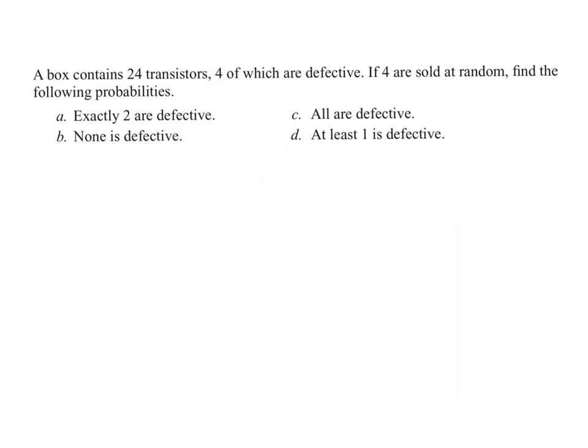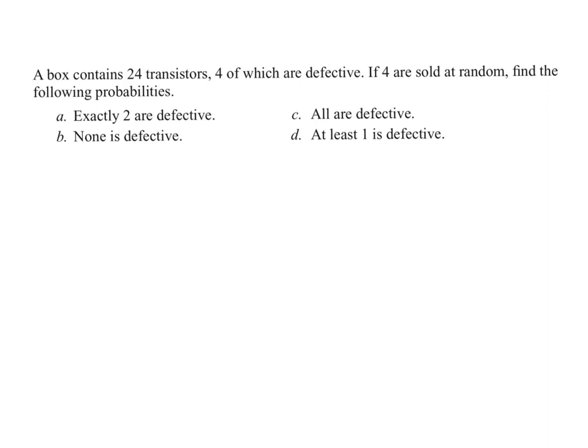All right. Let's make it a little tougher. More? Yep, more difficult. This one has 4 parts, so you can take a picture of that if you wish. And we're going to work through all those parts together. So here's the thing. We have a box of 24 transistors. 4 of them are defective. We're trying to find out if 4 of those 24 are sold at random, the number of probabilities.